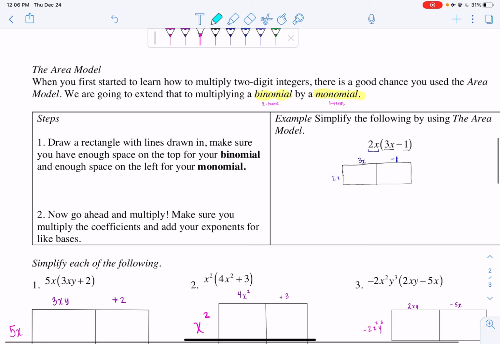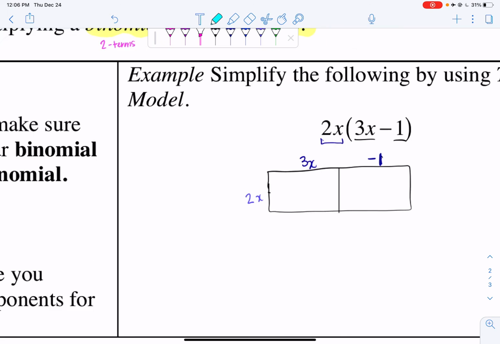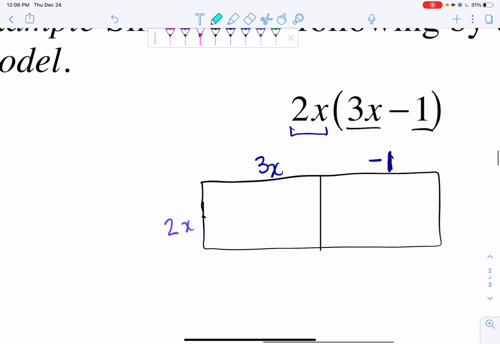Now, go ahead and multiply. Make sure you multiply the coefficients and add your exponents for your like bases. So if I look, I have a 2 and a 3. 2 times 3 is 6. I have a 1 and a 1. 1 plus 1 is 2, so I have x squared. So what I'm doing here is I'm really just doing 2x times 3x.